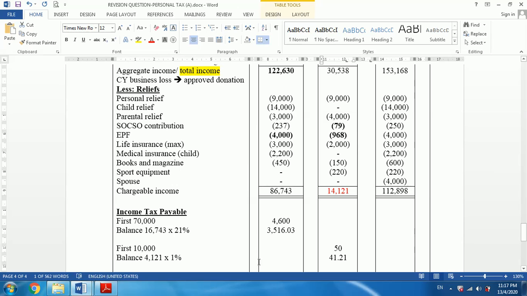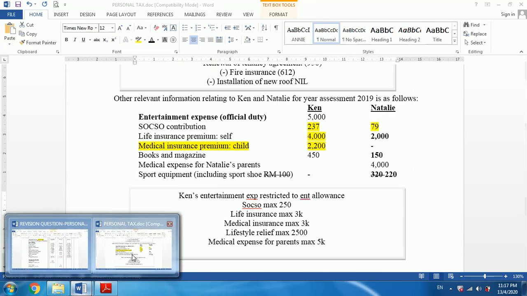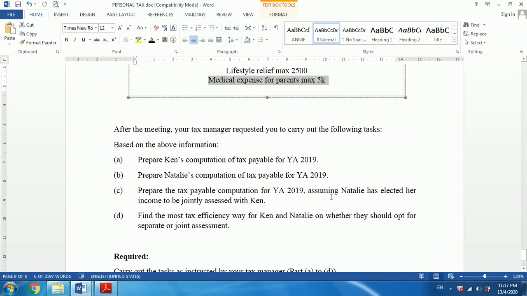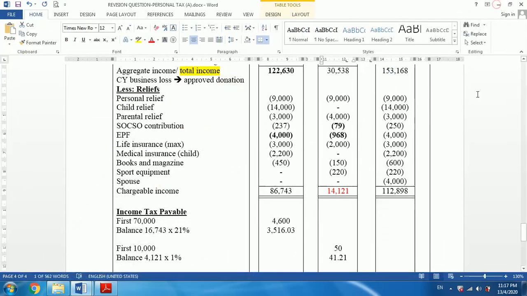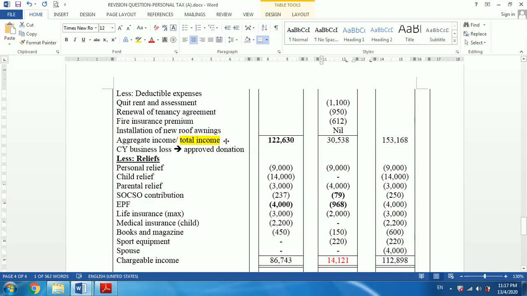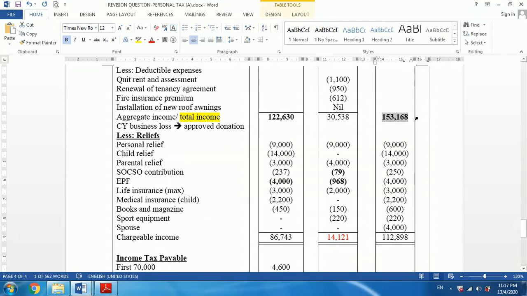Next part we are going to compute is your task C. Task C wants you to do the joint assessment, assuming Natalie selects all her income to be jointly assessed with Ken. Do not prepare from the beginning. You just start with your aggregate income over here. So I am going to add the aggregate income from Ken and from Natalie, and this is my joint assessment aggregate income.